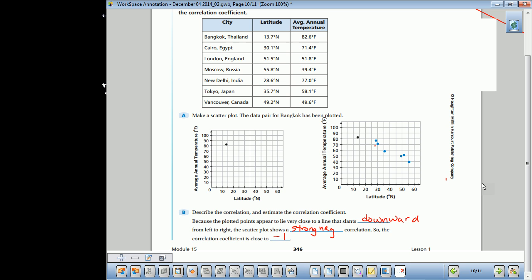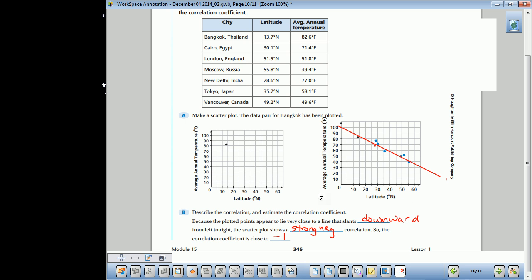Okay, does yours look similar to this? Yes. Alright, so because as the latitude increases, the annual temperature is decreasing, we see a negative correlation here. Does it look strong or weak? Really strong. Strong negative correlation. So it's probably pretty close to -1. And we could draw in what we think is a good line of best fit.